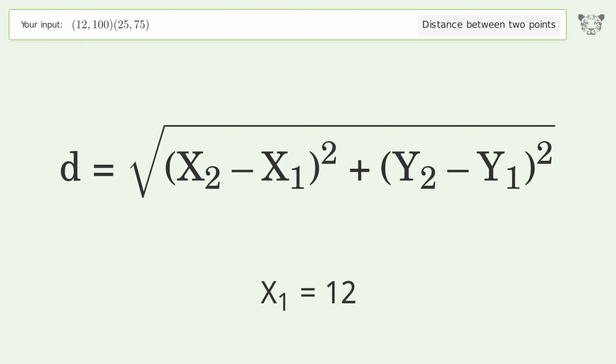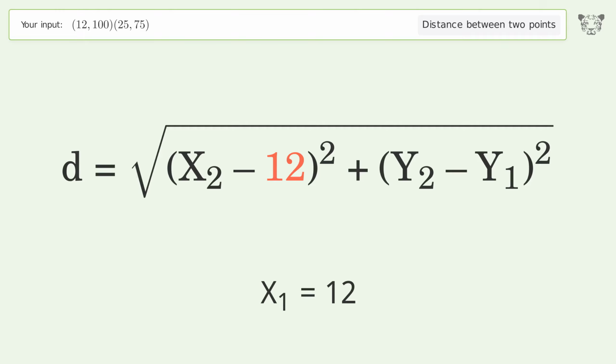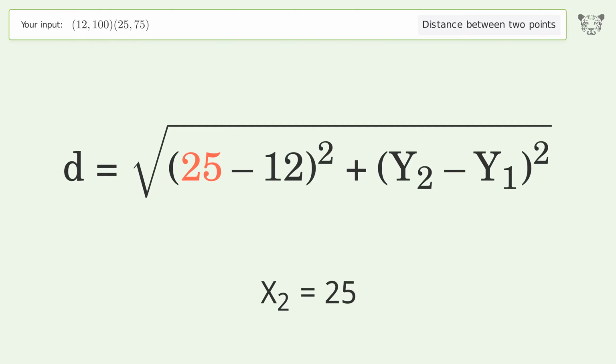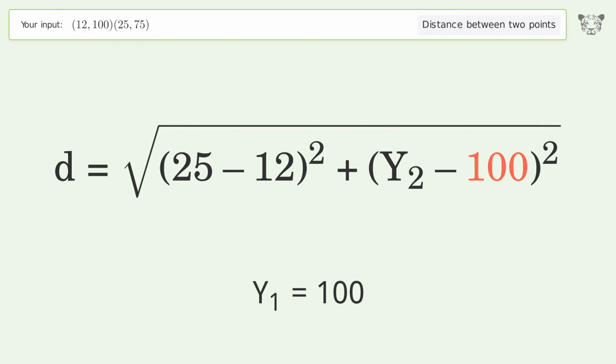x1 equals 12. x2 equals 25. y1 equals 100. y2 equals 75.